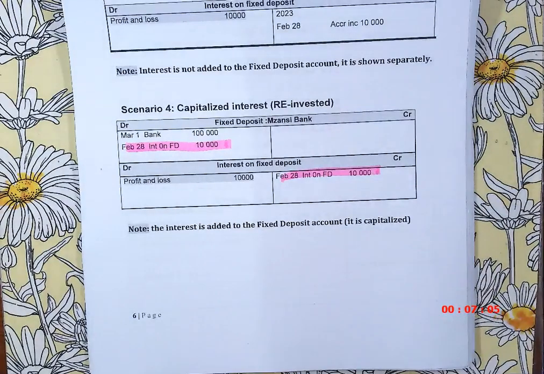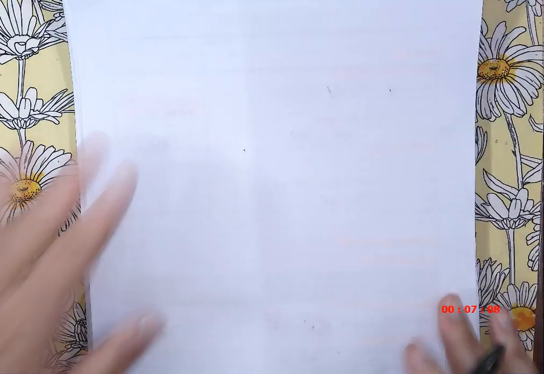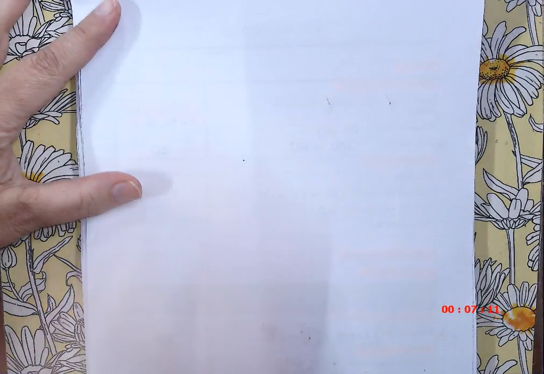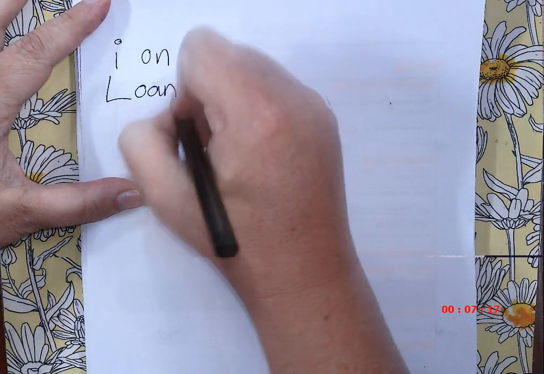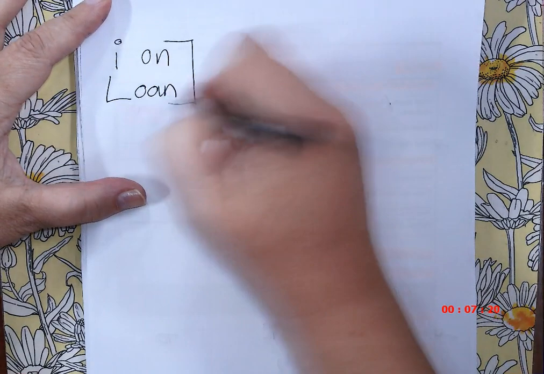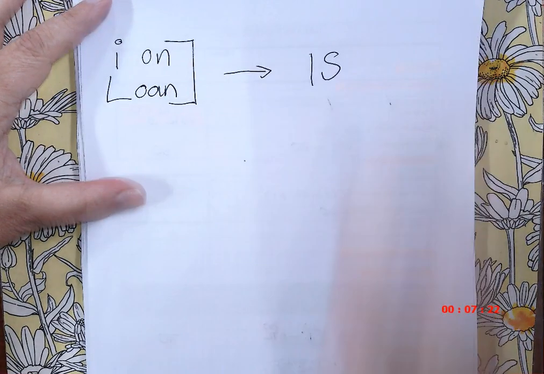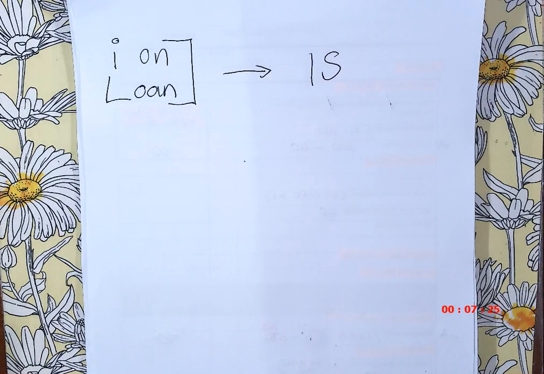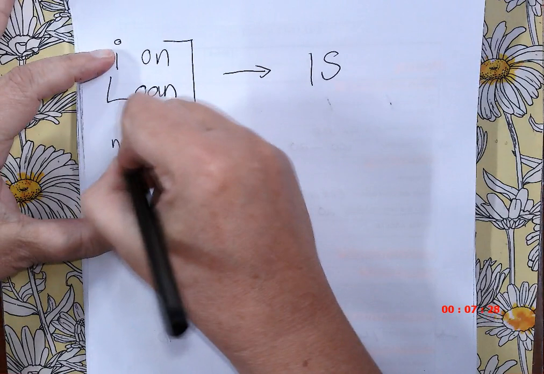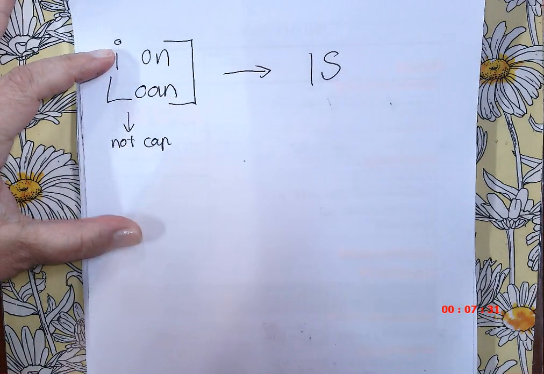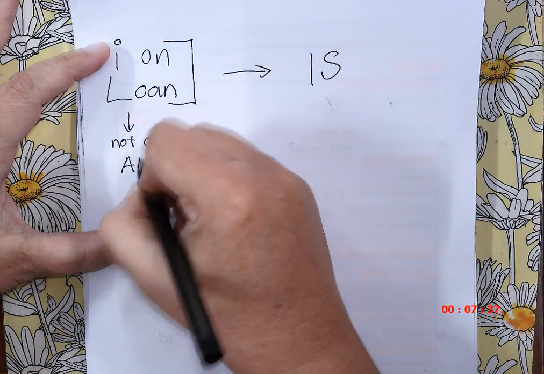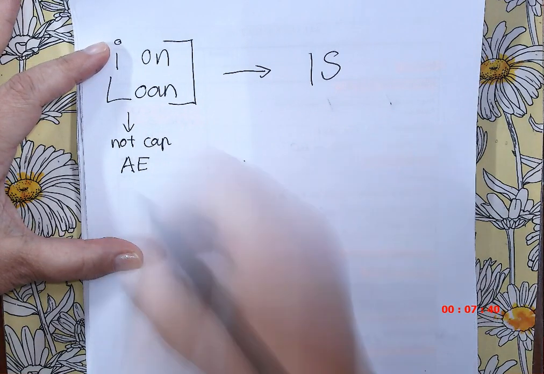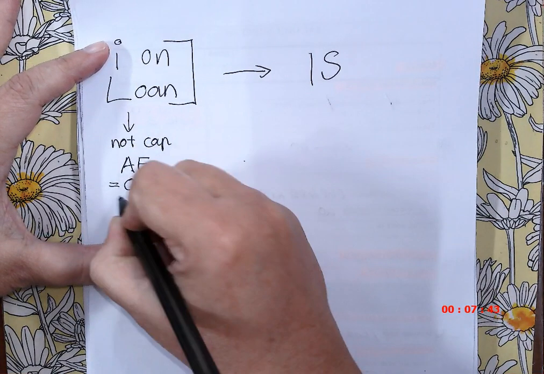So make a thing for yourself. What I want is this. If it's loan, interest on loan, that interest on loan goes to the income statement. Doesn't matter if it's capitalized or not. If it's not capitalized, the part that I'm still owing would be an accrued expense. And that accrued expense is a current liability, payables.